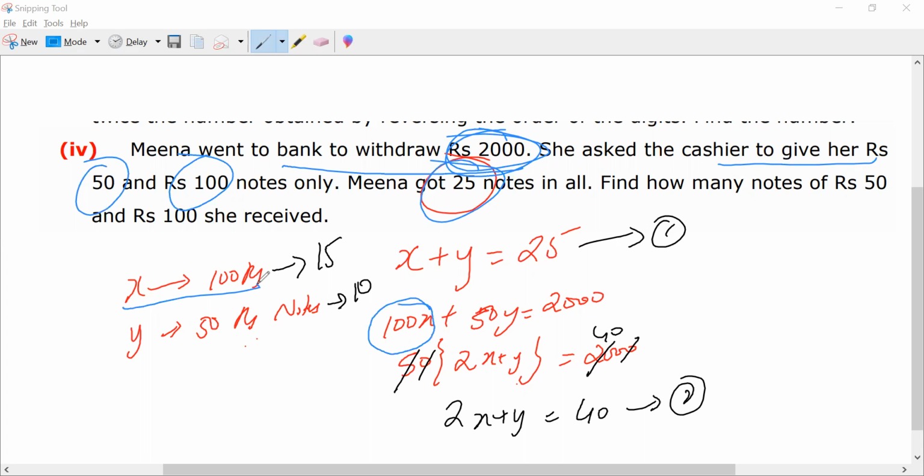So x I'm taking as the number of 100 rupees notes, y I'm taking as the number of 50 rupees notes. Correct? Yes or no? So 100x plus 50y total should be 2000 rupees. And totally how many notes she got? 25. In the sense, the number of 50 rupees and 100 rupees notes together should be 25. That's it.